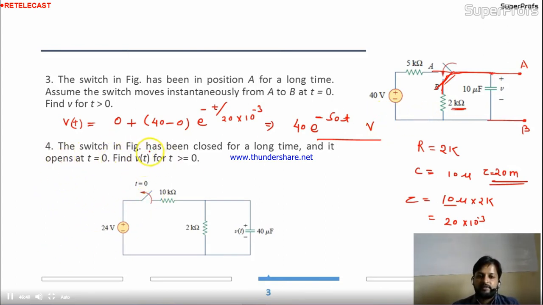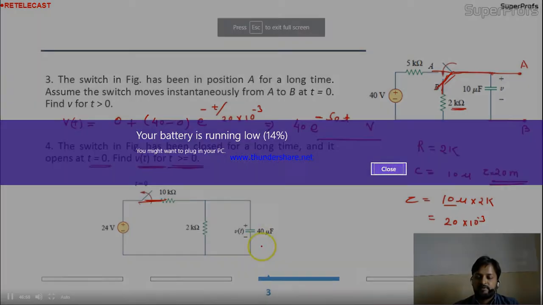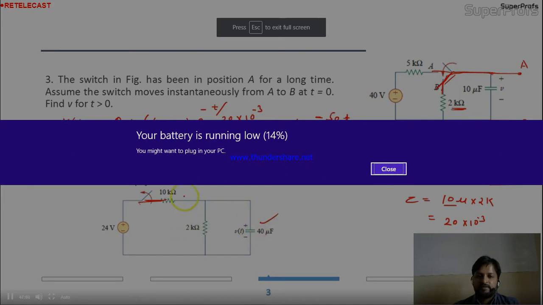The switch in the figure has been closed for a long time. It was closed for a long time and it opened at t equal to 0. Find Vt for t greater than or equal to 0. Where is the Vt? Here is the Vt. So this question is similar to this question only. So this is homework for you. Okay.